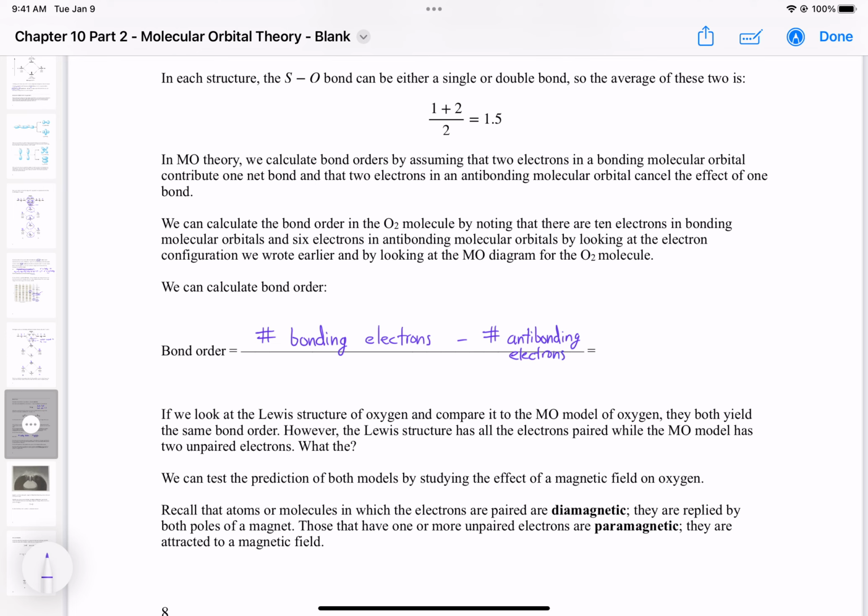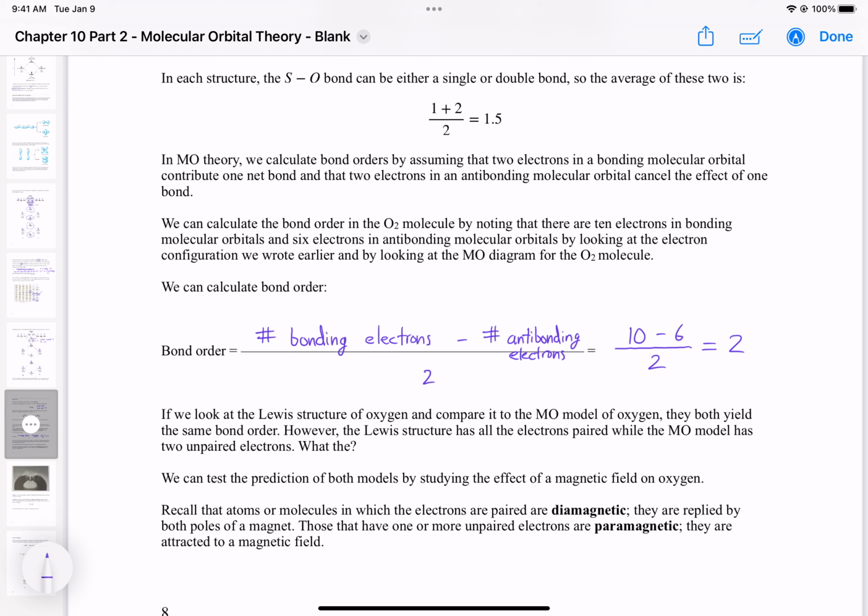Sorry for the lack of space there. And we divide this whole number by 2. So we have 10 minus 6 over 2. So that gives us a bond order of 2. Okay? All right. So if we look at the Lewis structure of oxygen and compare it to the molecular orbital model of oxygen, they both yield the same bond order, right? We get 2, a double bond.